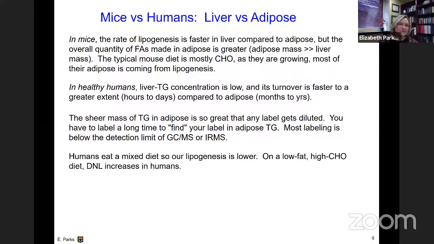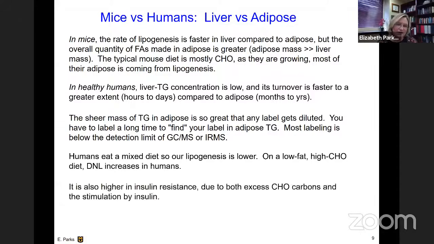And then in humans, we eat a mixed diet. So typically our lipogenesis is low. On a low fat, high carbohydrate diet, de novo lipogenesis increases in humans. And then my lab has also shown that lipogenesis is much higher in individuals with insulin resistance. And we found that this is due to both excess carbon flux through glycolysis and also the stimulation of insulin in these insulin resistant subjects.